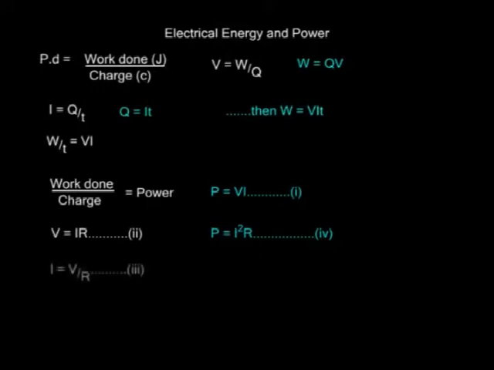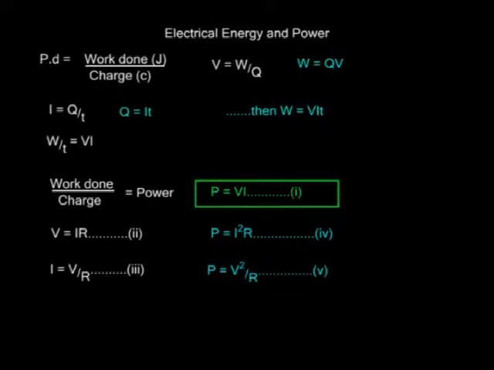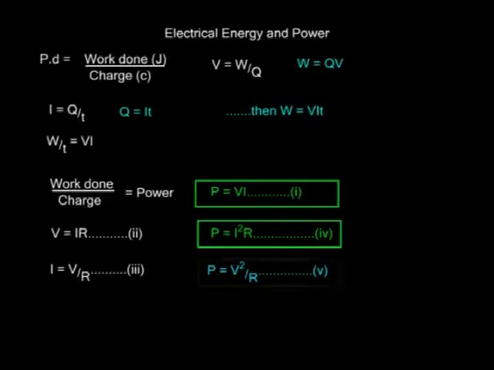Also, I is equal to V over R from Ohm's law. Substituting equation 4 in 3, power is equal to V squared over R. In summary, electrical power consumed by an electric appliance is given by P is VI, or P is equal to I squared R, or P is equal to V squared over R.